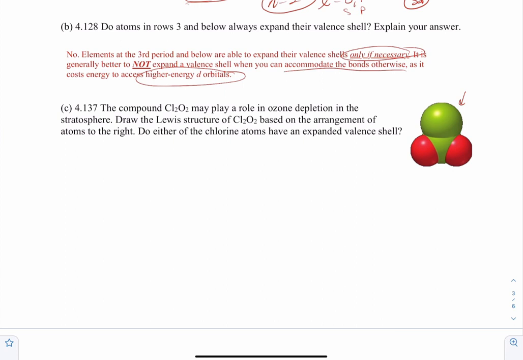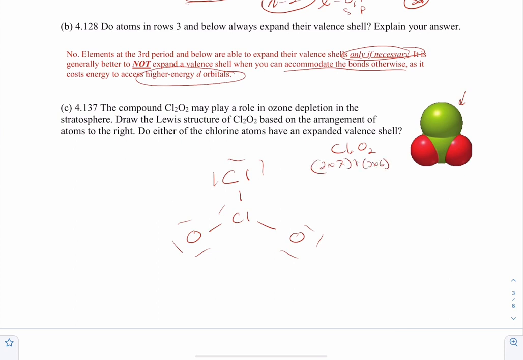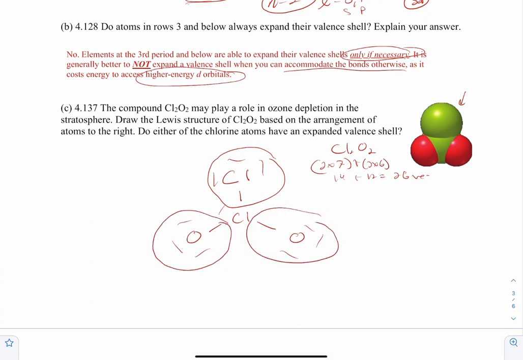So we're going to assume that the chlorine is the green one. I'm going to draw my skeleton here, and then give everybody their octet. And then count my valence electrons to see if they match. So I've got 2 times 7, plus 2 times 6. That's 14 plus 12, which is 26 valence electrons. And I'm going to see if this structure has 26. So 1, 2, 3 times 8, that's 24, 26. We actually have the correct number of valence electrons here.